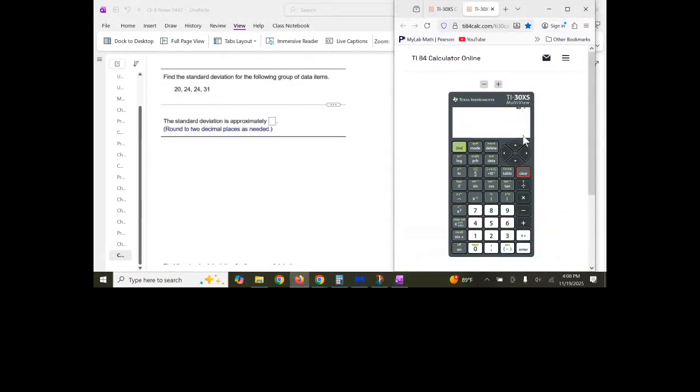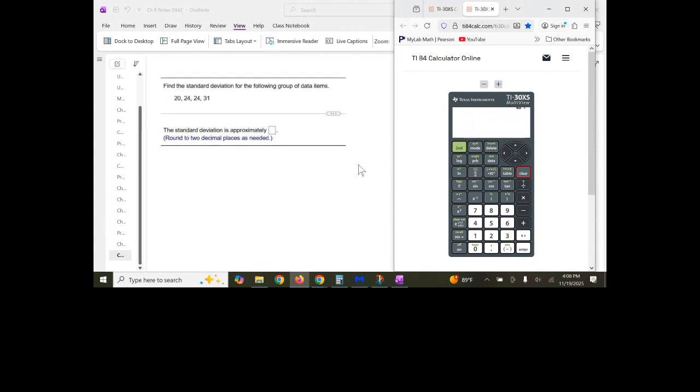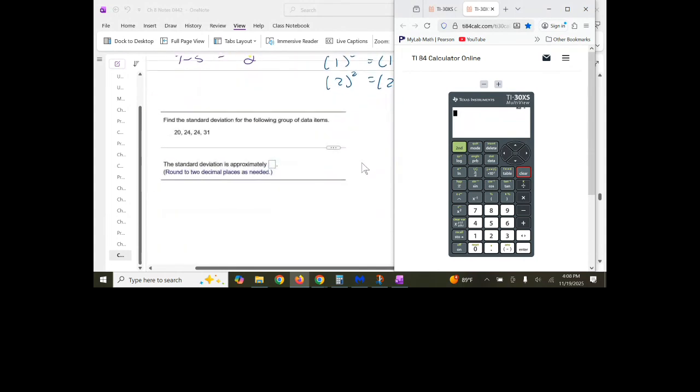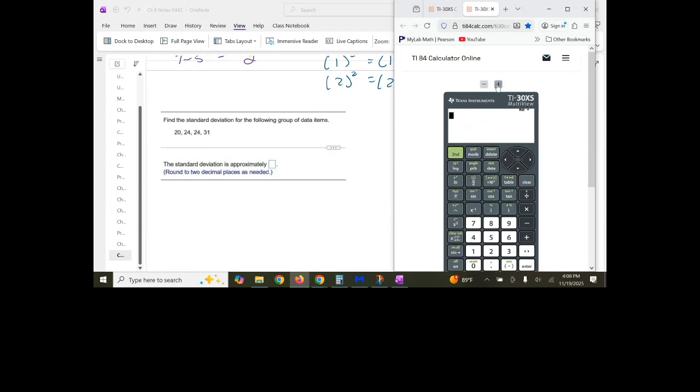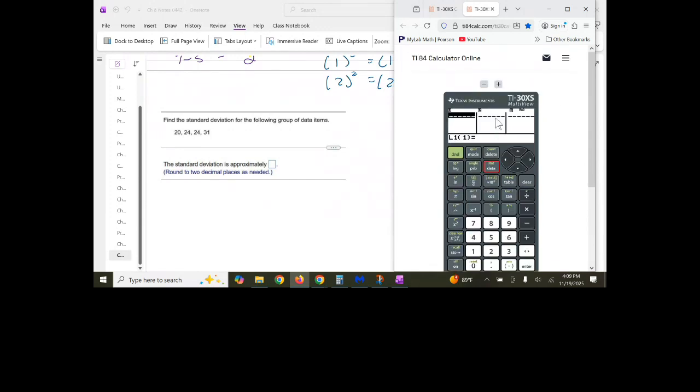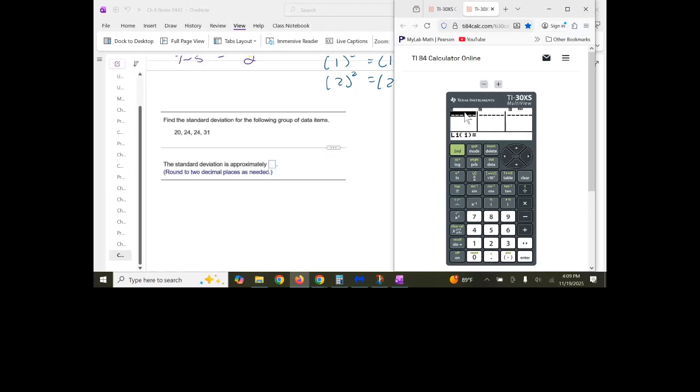So this is what I want you to do. I want you to bust out your calculator, because otherwise you're going to have to do it this way, and it's going to take you forever and a day. If you got your calculator, bust it out. On your calculator right here, there should be a button that says data. Click on that button for me. Okay. Click on the button that says data.